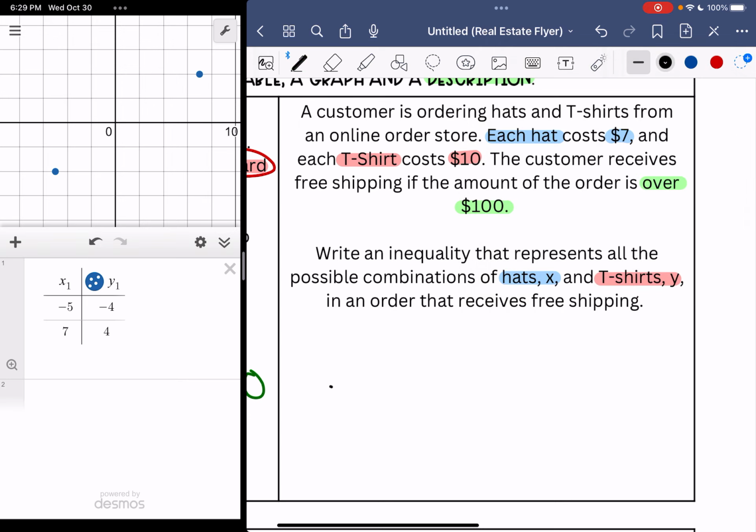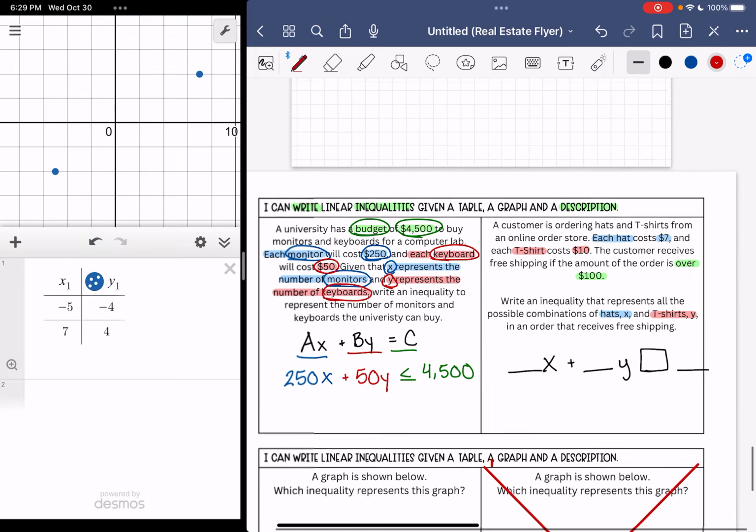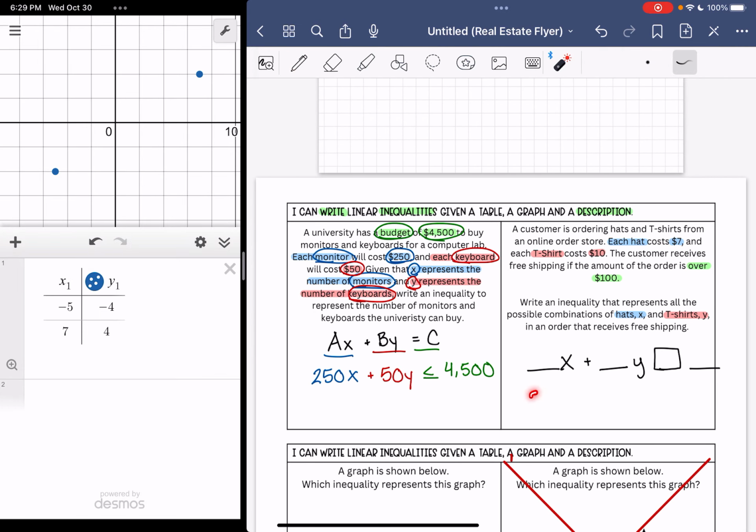So you should have one number X plus one number Y. You should have a symbol and a last number. Just like that one right here. This format, same thing right here.